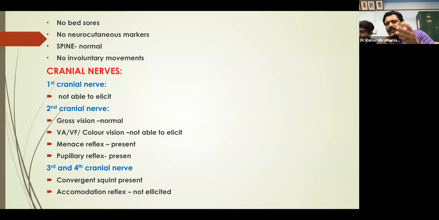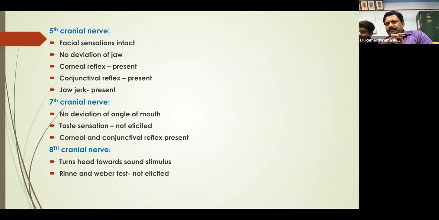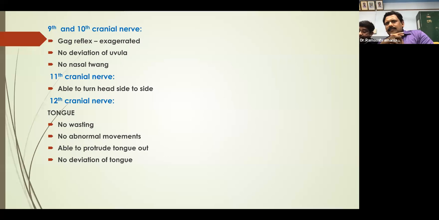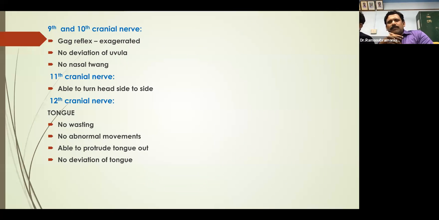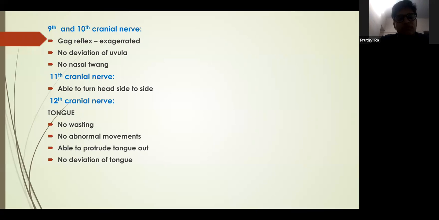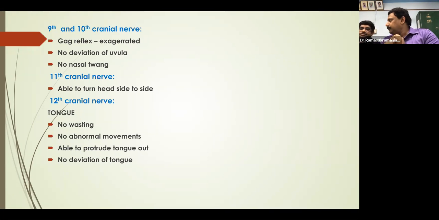So proceed. Next, you said gag reflex is exaggerated. Why do you think gag reflex is exaggerated? You just now said the answer, when you were discussing the history and symptomatology. Because of pseudobulbar palsy. Very good. Pseudobulbar palsy, what type of palsy is it? Upper motor neuron type of palsy, the reflexes will be exaggerated, sir. Yes, so pseudobulbar palsy is an upper motor neuron type of palsy, so your reflexes will be exaggerated. That's why your gag reflex is exaggerated. Very good. Proceed.